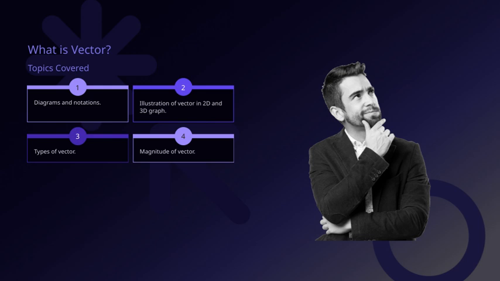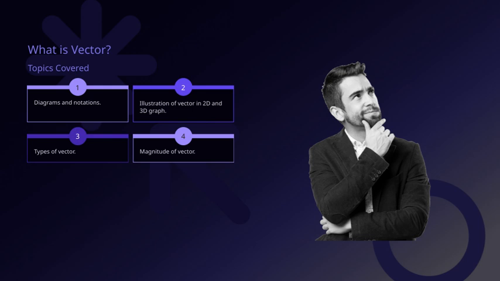Next, we'll explore the different types of vectors. There are various kinds, such as unit vectors, which have a magnitude of 1, and zero vectors, which have no direction at all. Each type plays a unique role in our understanding of vector operations and applications.